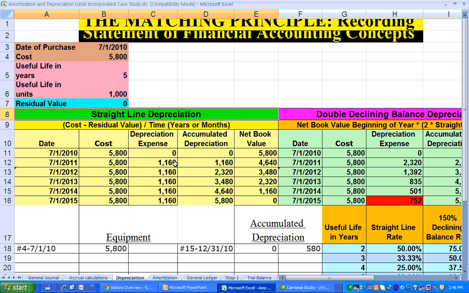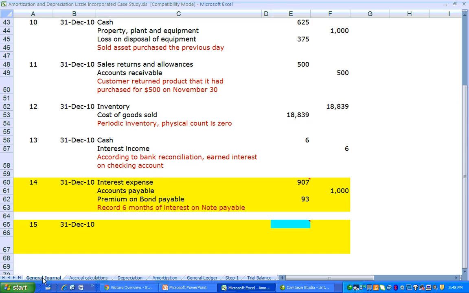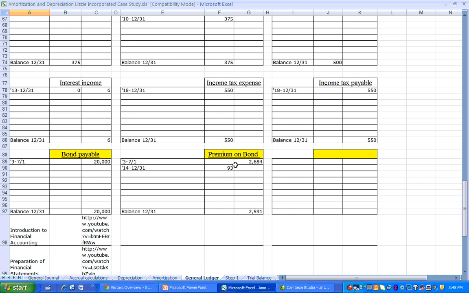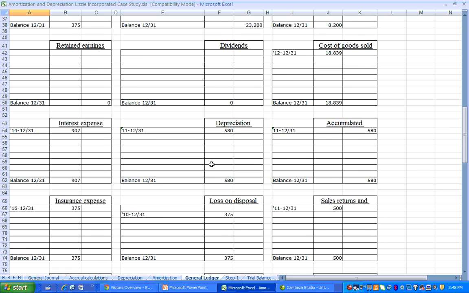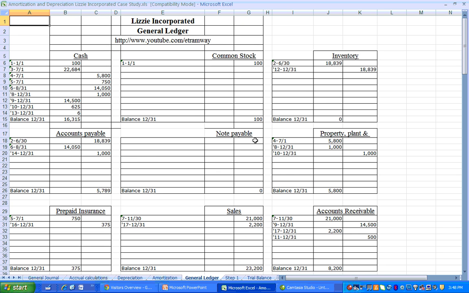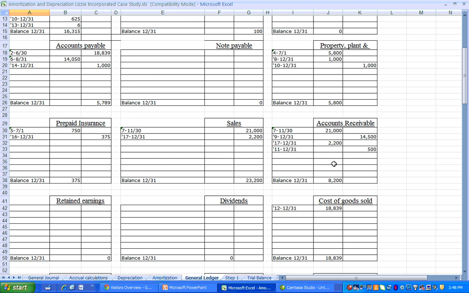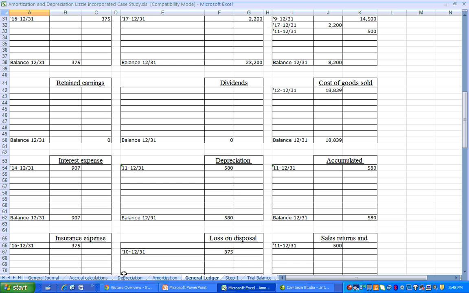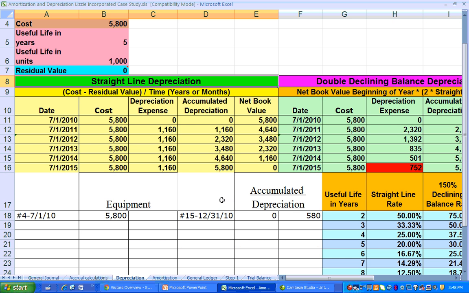So if we look at our general ledger, we look at the fixed asset, which is here somewhere. Here's our property, plant, and equipment. There's the purchase of the asset of $5,800, and we have our accumulated depreciation of $580, and that would give us our net book value. I've got that at the bottom of the depreciation schedule. Sorry, I'm jumping around a little bit. So here's the purchase of the equipment, $5,800, and the accumulated depreciation that was recorded on December 31st with journal entry number 15. The net of those two is going to be shown on the balance sheet.